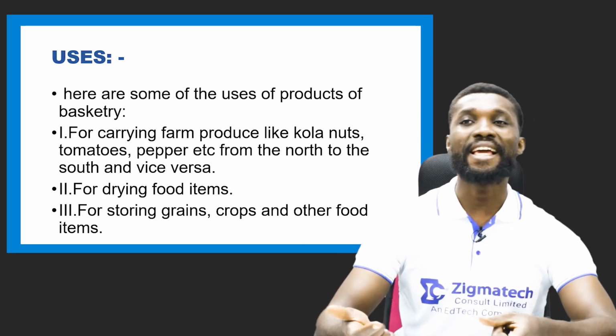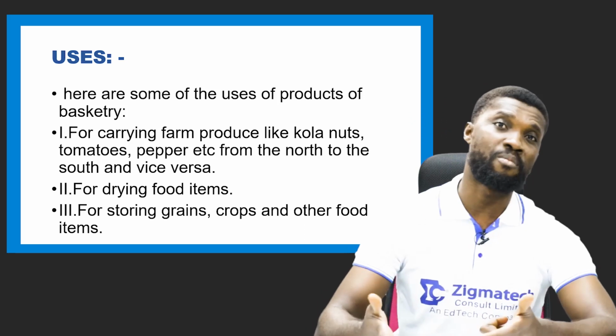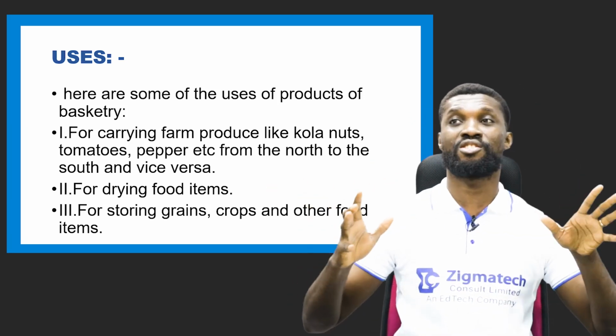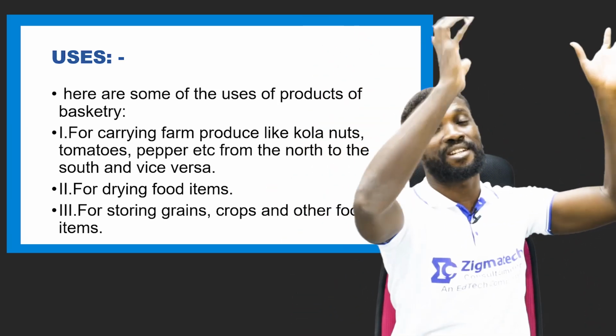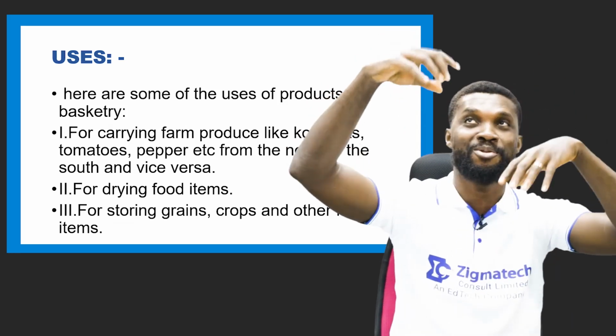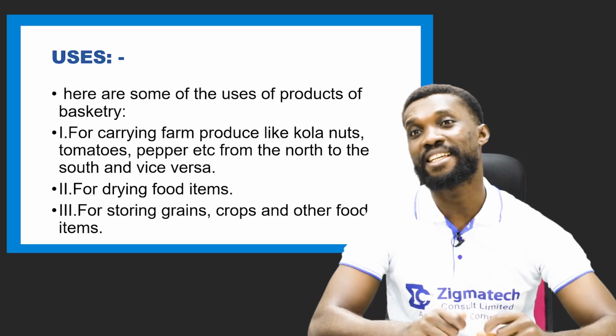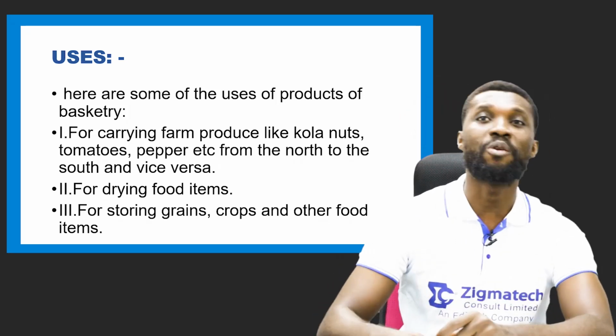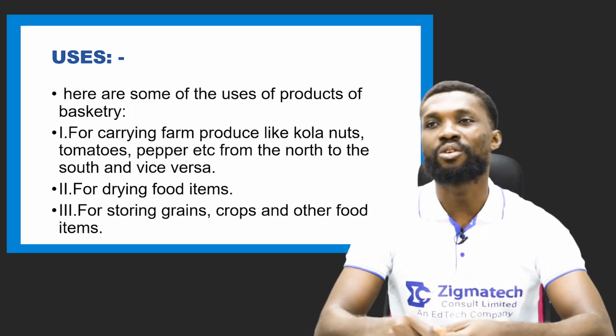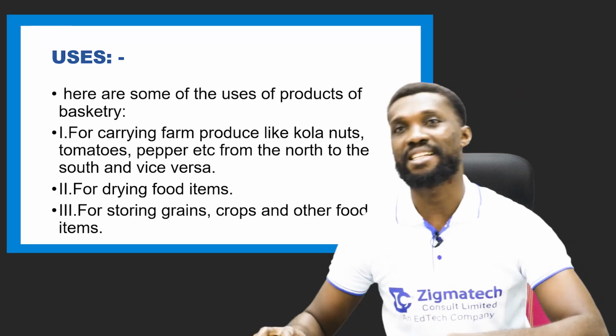Now for drying of food items, I know of my grandmom, she has this basket in her kitchen. If you go to her kitchen, you see baskets hanged under. Now there are fishes and other things, she places under those things or inside those stuff to dry them and then keep them for what? For the rainy day. Now it is used to store grain, crops, and other food items. This is what baskets are used for.